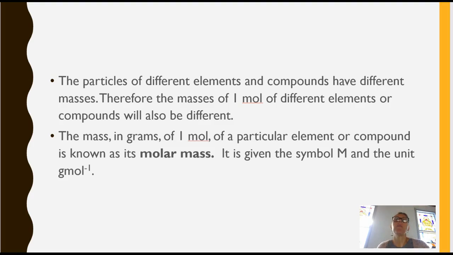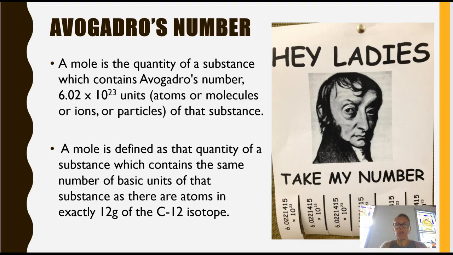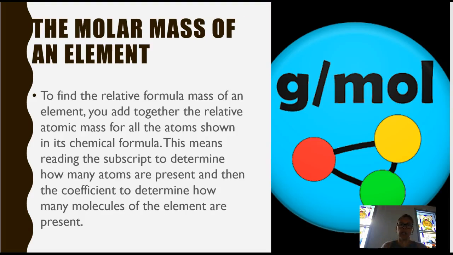So if I had 1 mole of magnesium, it would be 24.305, I think, and that is its molar mass. That's the mass of 1 mole, and it's given the symbol, usually M, and the unit grams per mole. We've already talked about Avogadro's number, which is the number of particles, ions, molecules, or whatever in a substance, 6.02 times 10 to the 23, and that's all based off carbon 12.